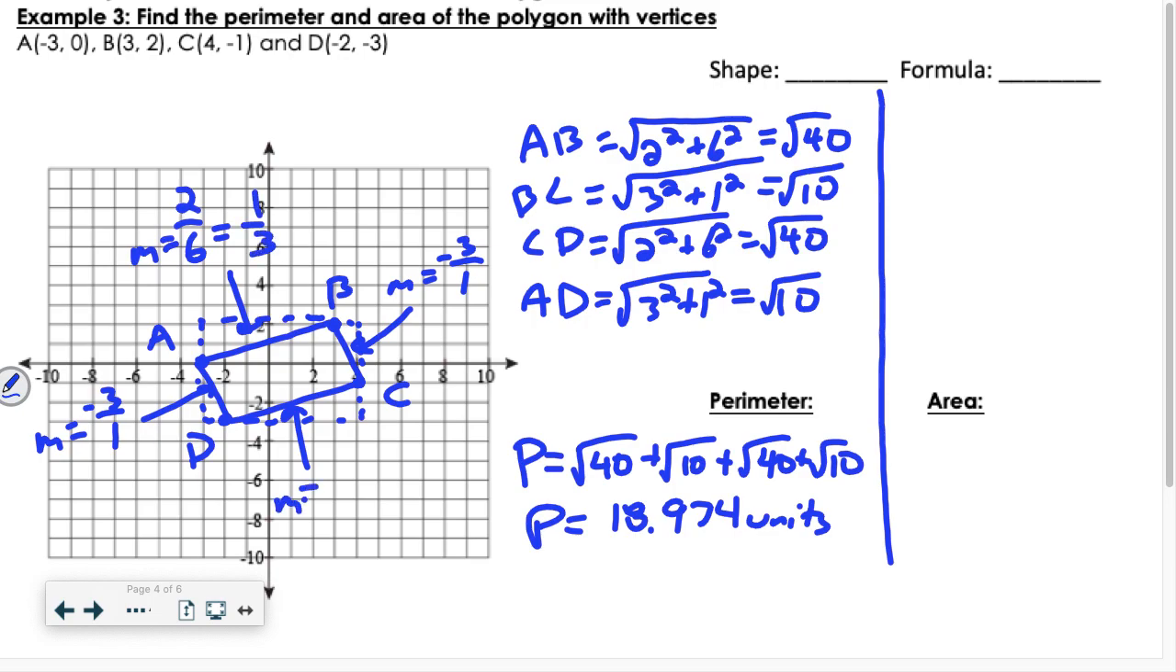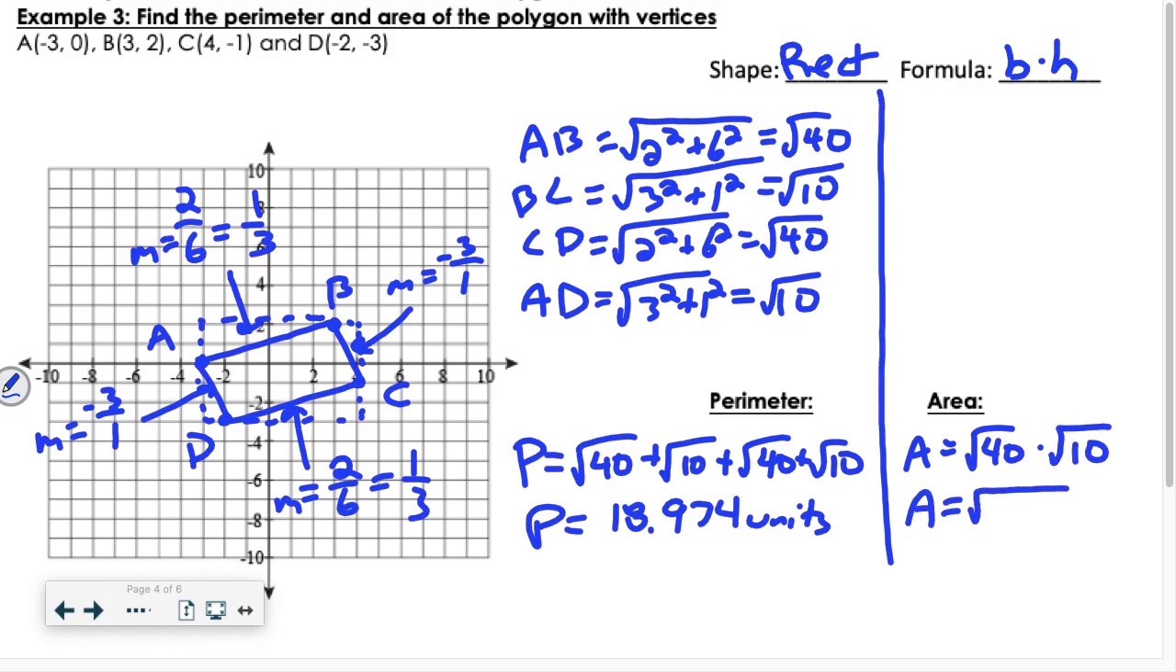The same thing for CD: positive 2 over 6 reduces to 1/3. So I have opposite reciprocals. Therefore, my shape is a rectangle for sure, which means the area is going to be base times height. I'm just going to use the lengths, since my rectangle has a base of the square root of 40 and a height of the square root of 10. So the area is going to be the square root of 400 when I put those together, which comes out to 20 square units.